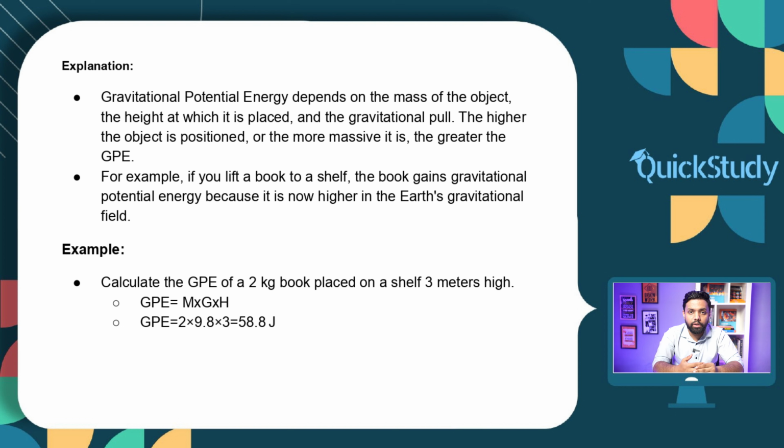Let's look at an example we can do with this formula, which is we have to calculate the GPE of a 2 kg book placed on a shelf which is 3 meters high. So we know GPE is equal to m times g times h. So here GPE is equal to the mass, which is 2 kg, multiplied by g, the gravitational field strength, which is 9.8, multiplied by the height, which is 3 meters in this question. So the answer would come out as 58.8 joules.